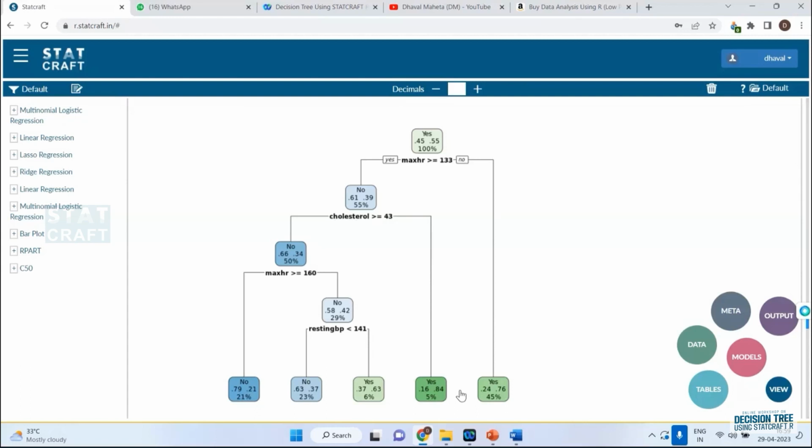Fine. Now, again, say that my cholesterol level is more than 43. Again, is your maximum hours of exercise more than 160? Yes, it means that you don't have a heart disease. But if it is less than 160, is your resting blood pressure less than 141? No. Then there are 63% chances that you are having a heart disease. Is it clear? Shall I proceed further? Say yes or no.